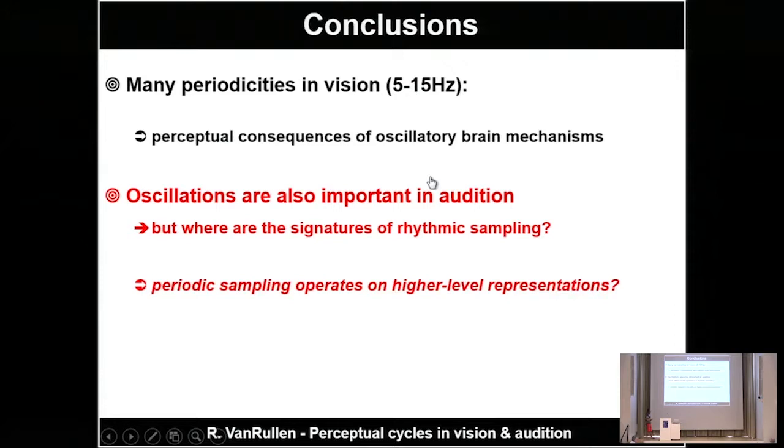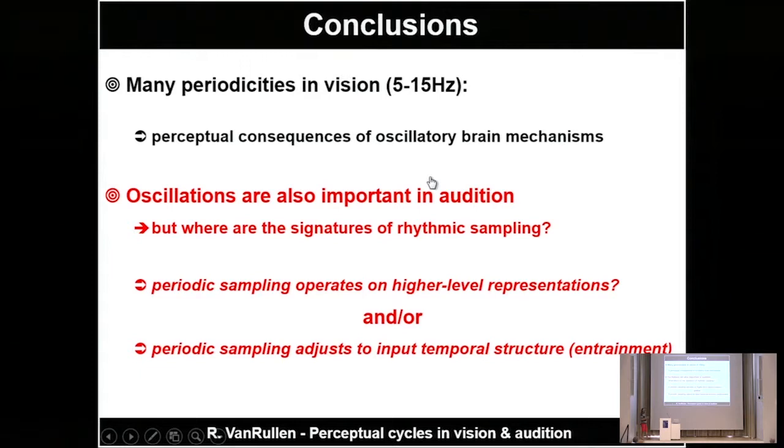We learned that if periodic sampling occurs in audition, then it probably would need to operate on higher level rather than lower level representations, and or, not exclusively, periodic sampling probably would need to adjust its phase to the temporal structure of the input, which is actually more entrainment than sampling when you think about it. But to some people, this might be the same thing.